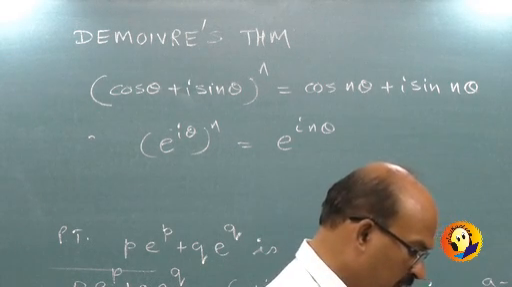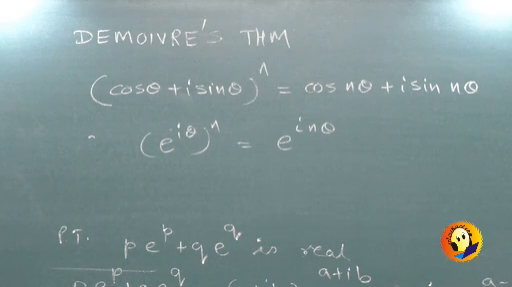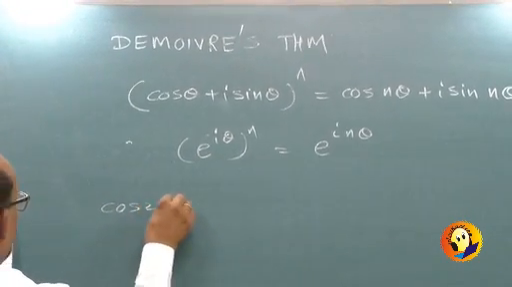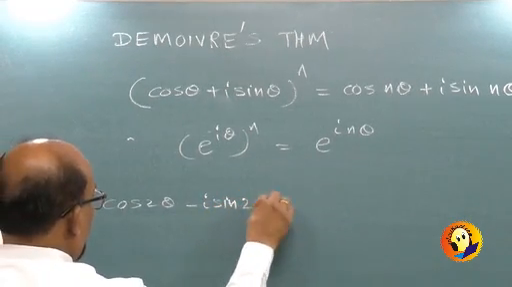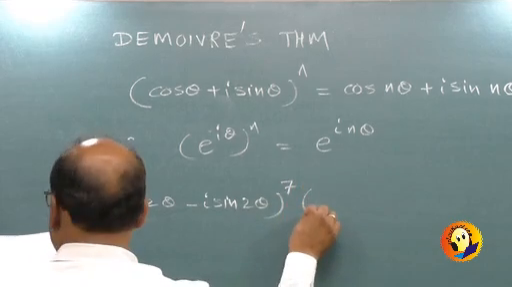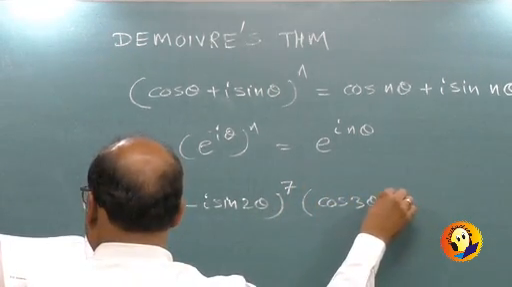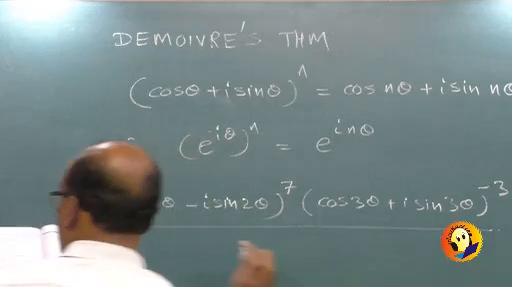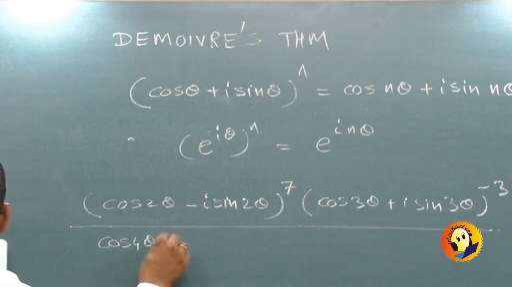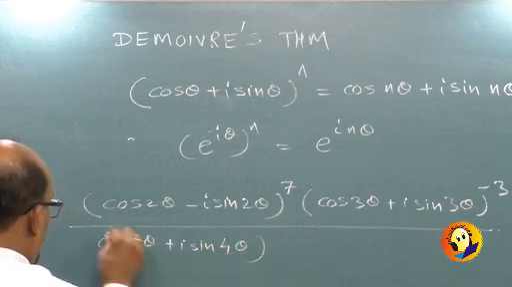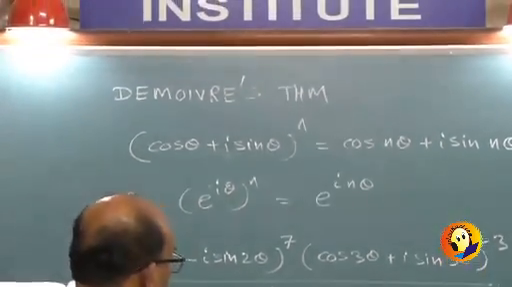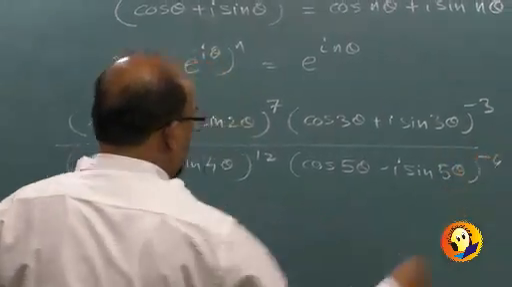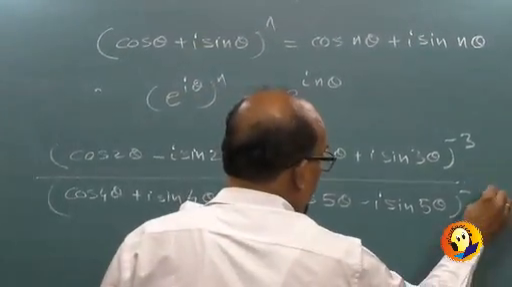And we will have to simplify it and write it in the form like, see the problem. It is cos 2 theta minus i sin 2 theta bracket raised to 7 into cos 3 theta plus i sin 3 theta bracket raised to minus 3, upon cos 4 theta plus i sin 4 theta bracket raised to 12 into cos 5 theta minus i sin 5 theta bracket raised to minus 4 minus 6, and he says simplify.